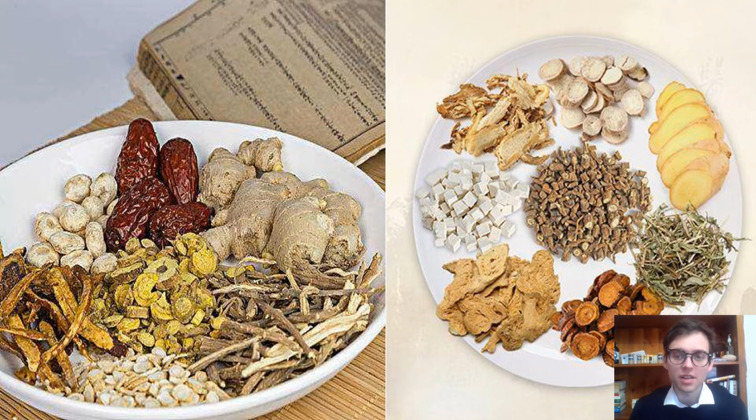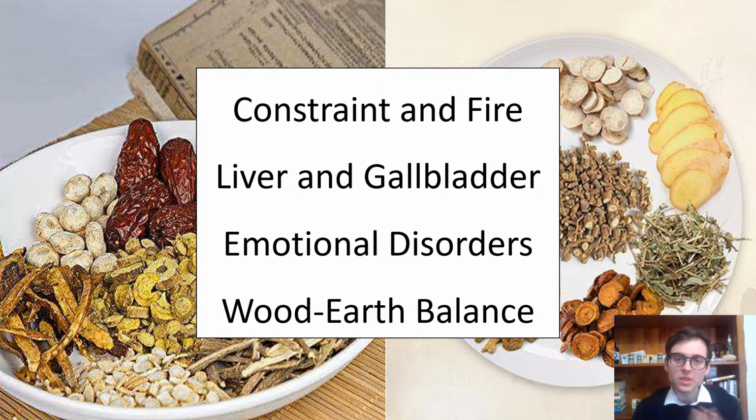Tang and Xiao Yao San are two formulas that are very commonly used in the clinic. On the left here you have Tang, and on the right you have Xiao Yao San. They also share a lot of common points, such as they are both targeted at the combination of constraint and fire. So there is both Qi constraint in the mechanism and also some degrees of heat and fire going on. They're both targeting liver and gallbladder problems in general, so that's a very large area and very large scope of disease that can be used.